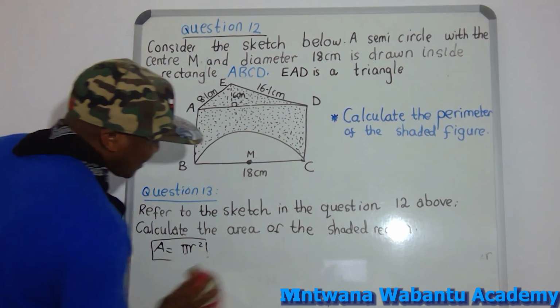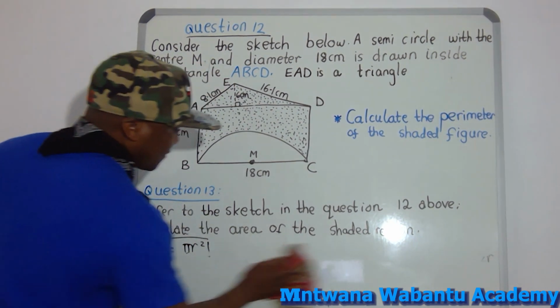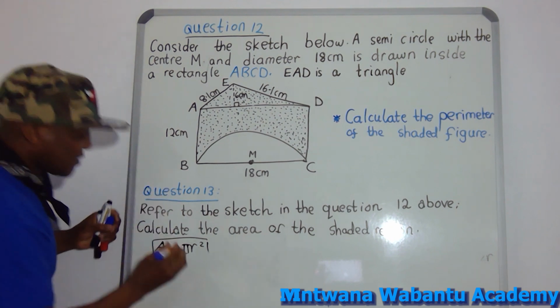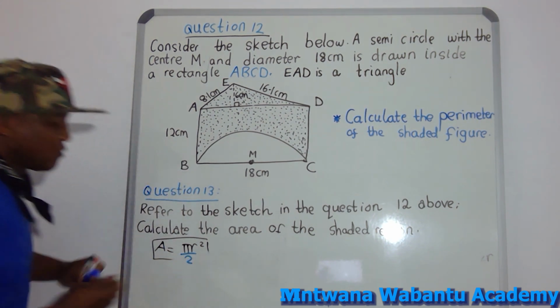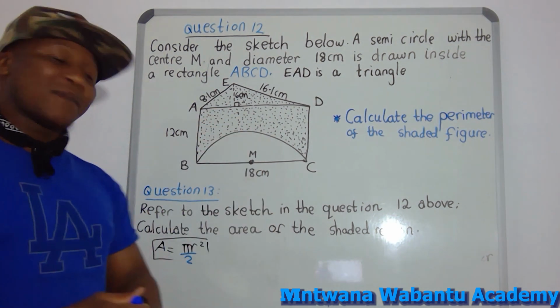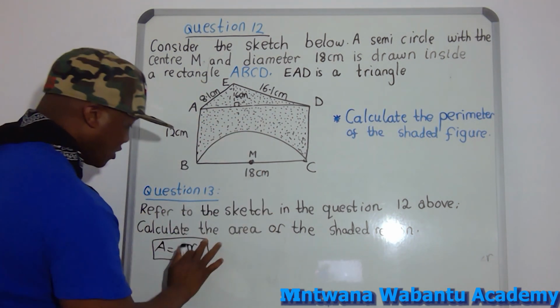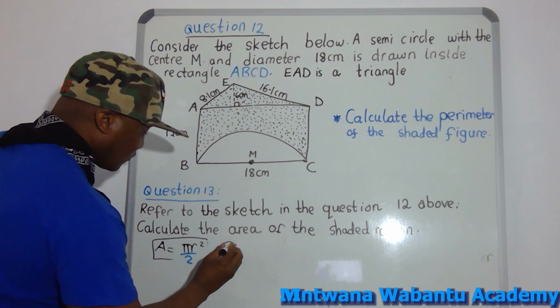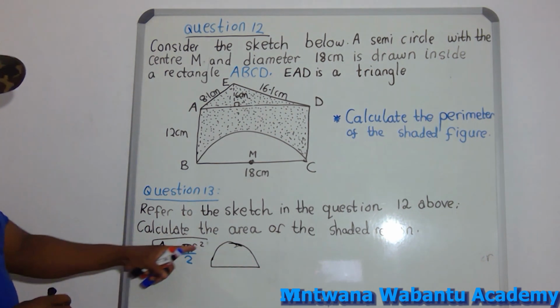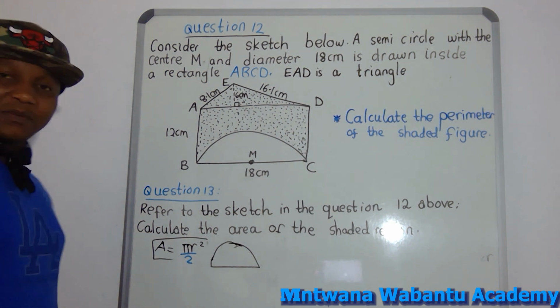So if it's the area of a half circle, what you do here is just divide by 2. You don't have to do anything else, just divide by 2. If it's a half circle, divide by 2. If it's a quarter circle, divide by 4. So this is for the half circle, pi r square over 2. You see what I'm saying?